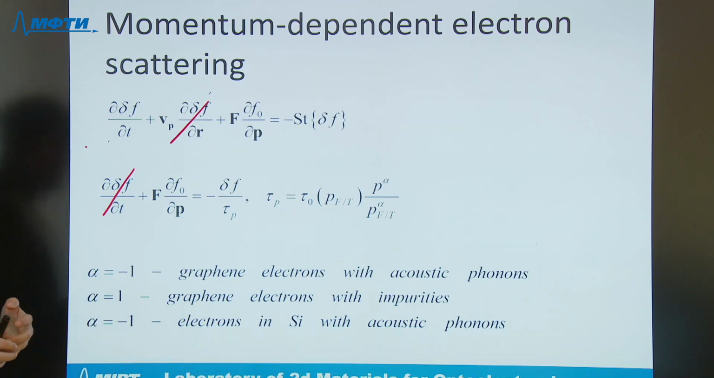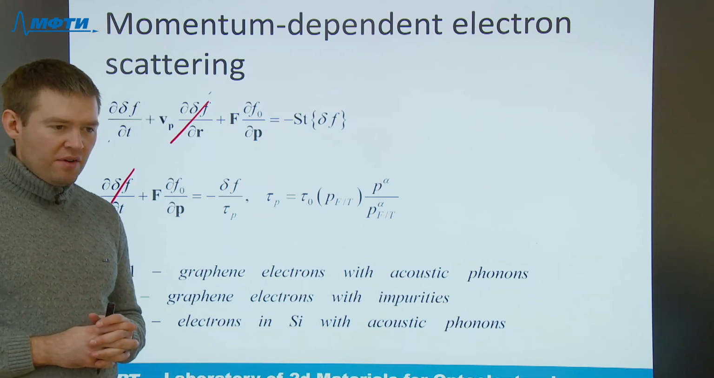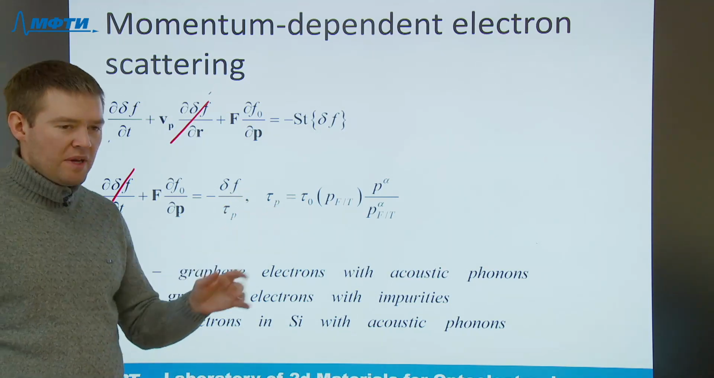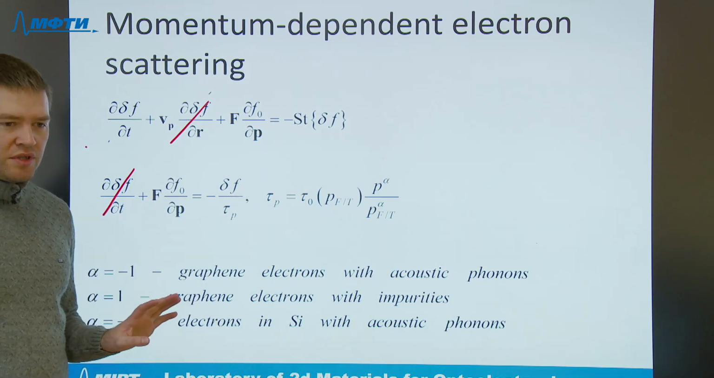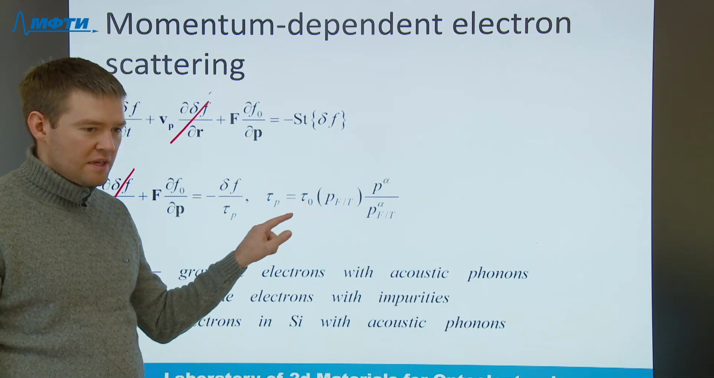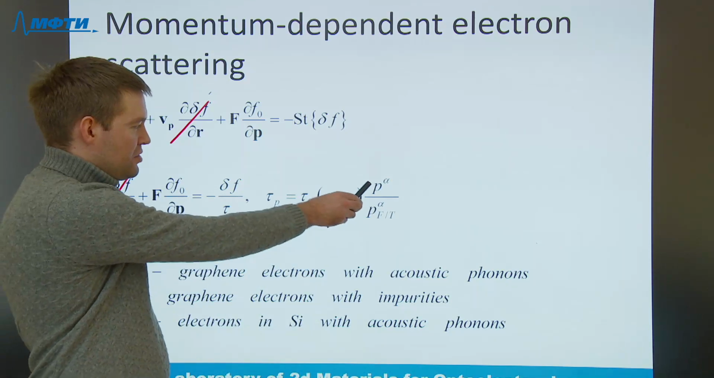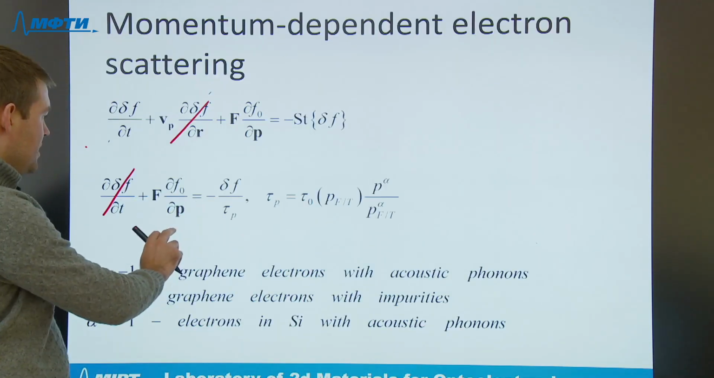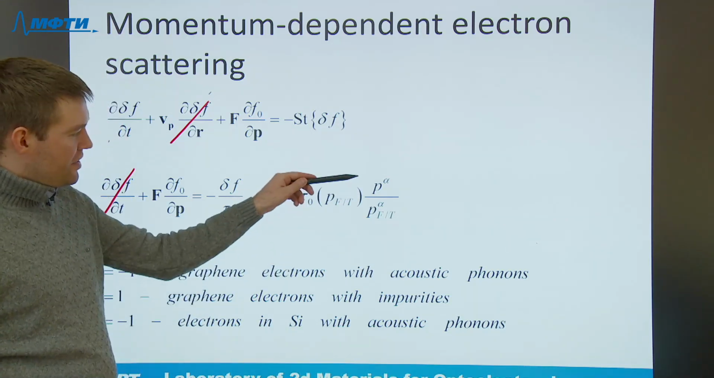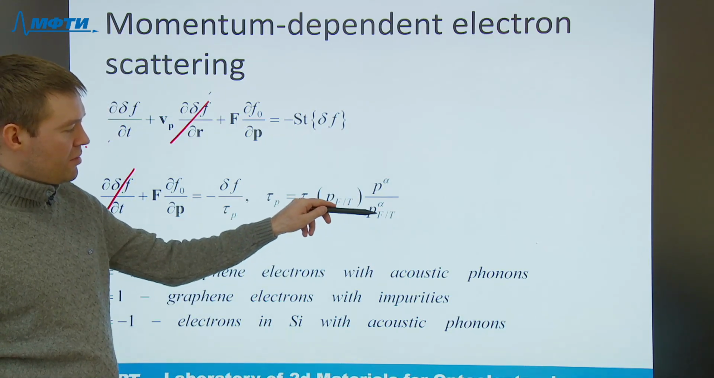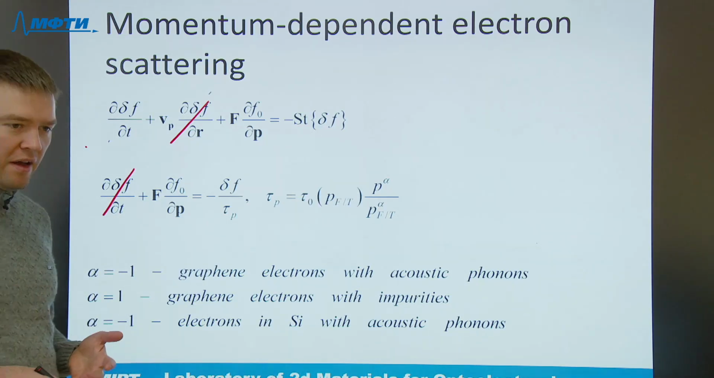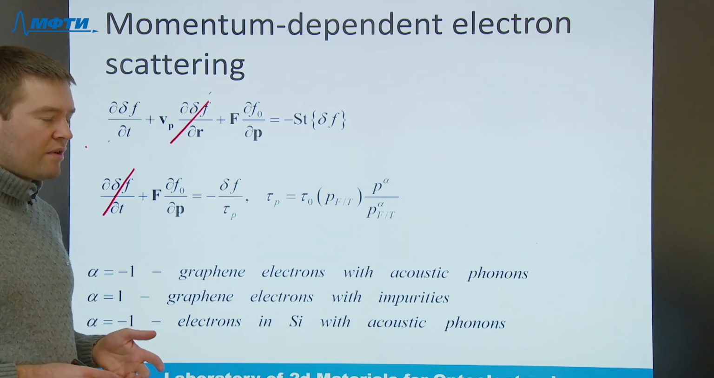And there can be different situations when momentum relaxation time tau p depends on momentum itself. In most general form, typically, it can be presented as some constant tau 0 multiplied by momentum to some power alpha. To make this constant have proper dimensionality, we can divide the momentum to some Fermi or thermal momentum to the same power. And this power alpha actually can be quite different.